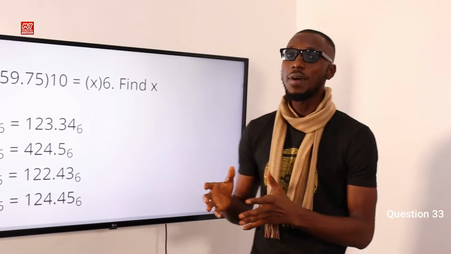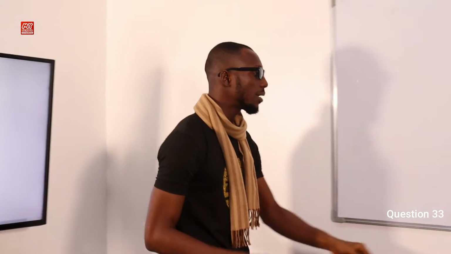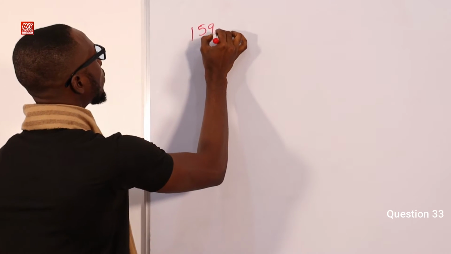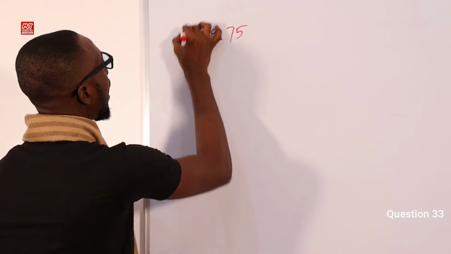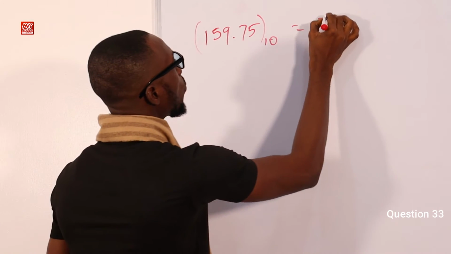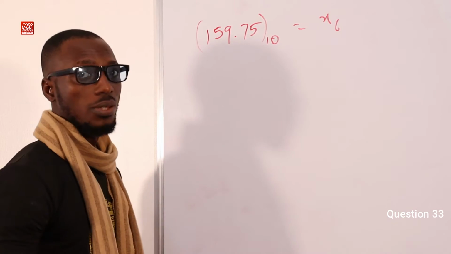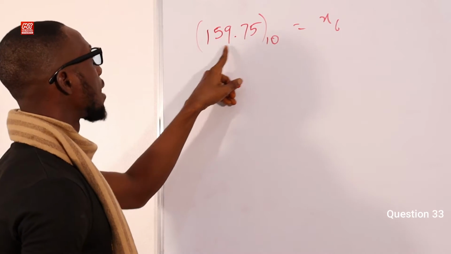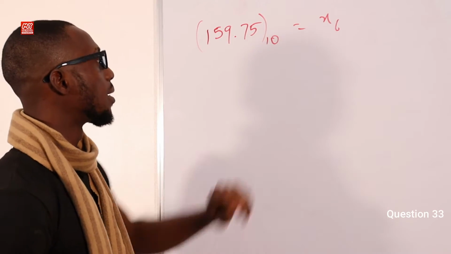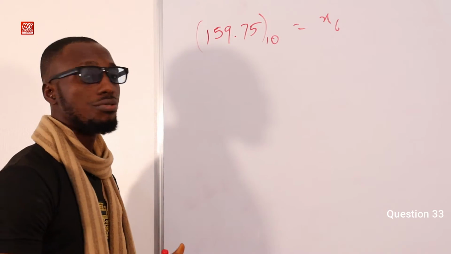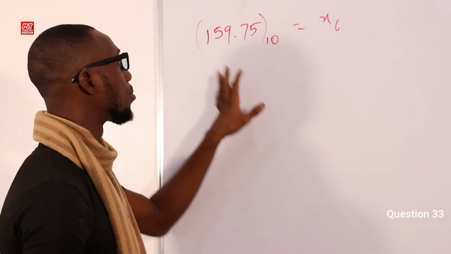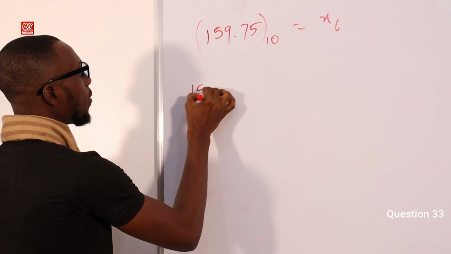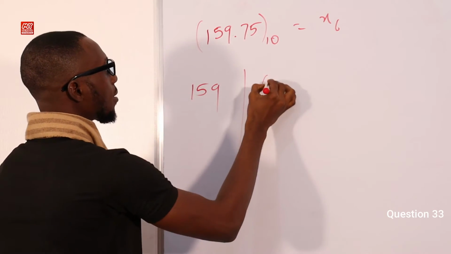So we have 159.75 base 10. Alright, in base 10 equals what in base 6? So what we can do, we can sort out the part before the decimal point in base 6. And if you are moving from base 10 to another base, you just have to use the continuous division method. This is what I mean. 159, divided by 6.